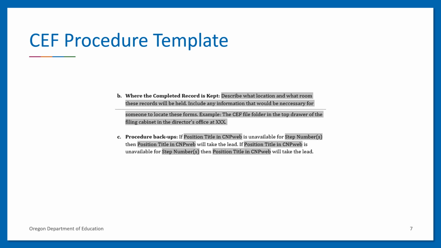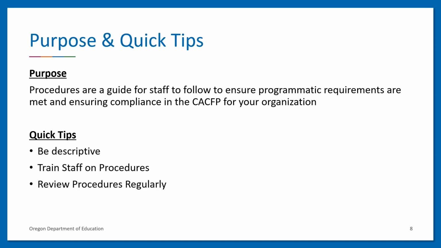The final two sections of the procedure will detail where completed records are kept and who procedure backups are if the originally designated staff in the procedure are unavailable. Remember, procedures are a guide for staff to follow to ensure programmatic requirements are met and ensuring compliance in the CACFP for your organization. When creating the written procedures, it's important to remember that the details should reflect how operations are actually occurring and continue to be updated as staffing or operational changes occur.